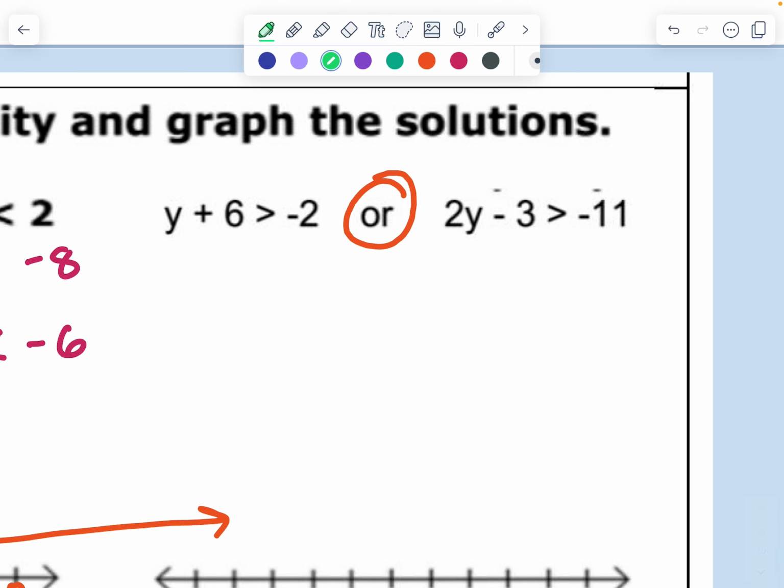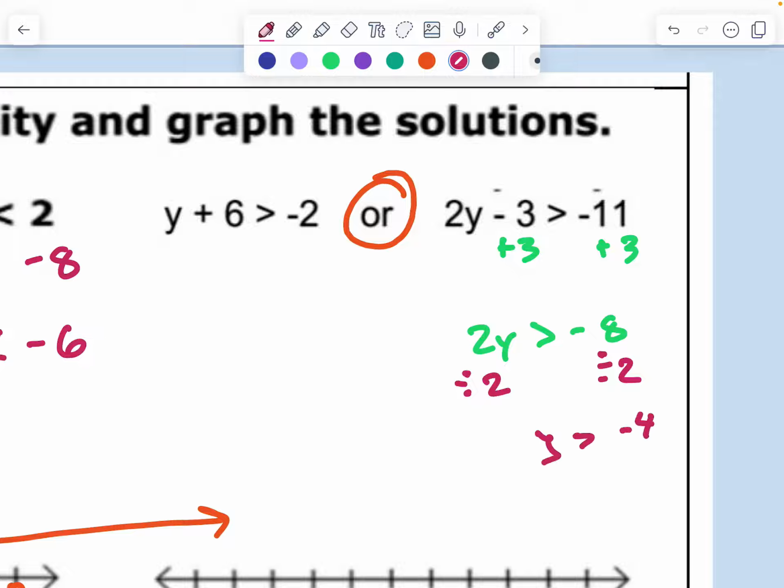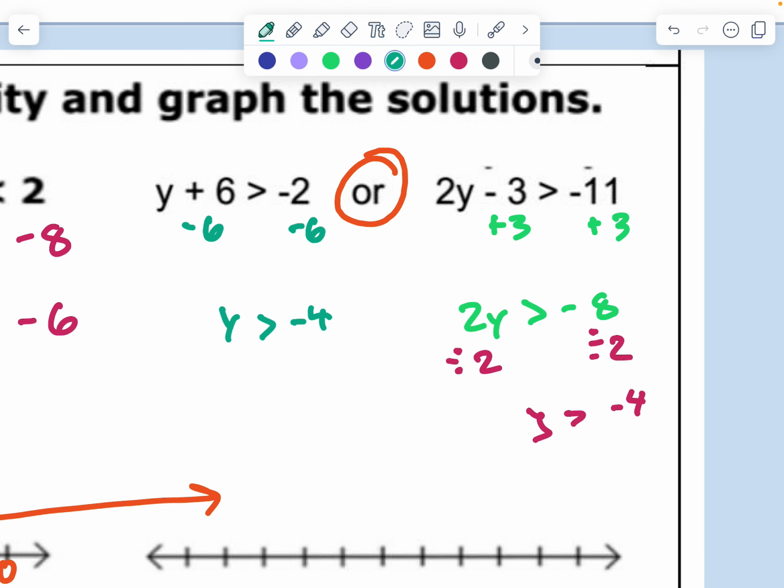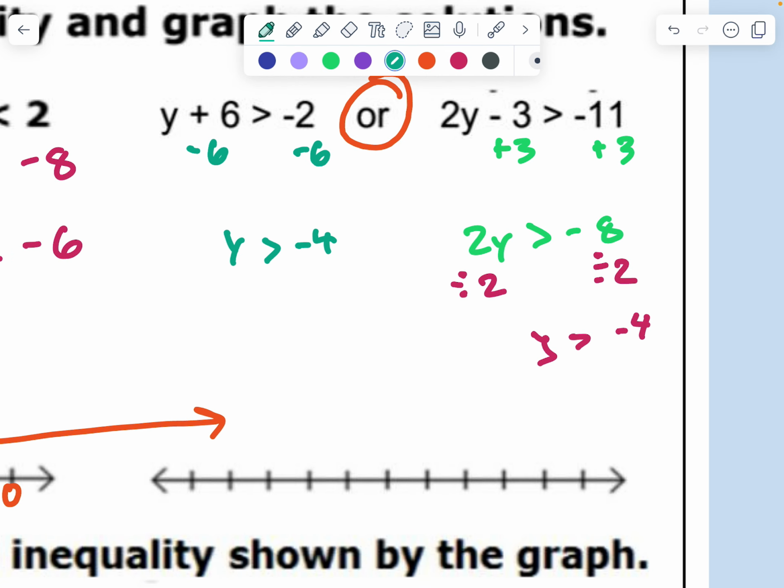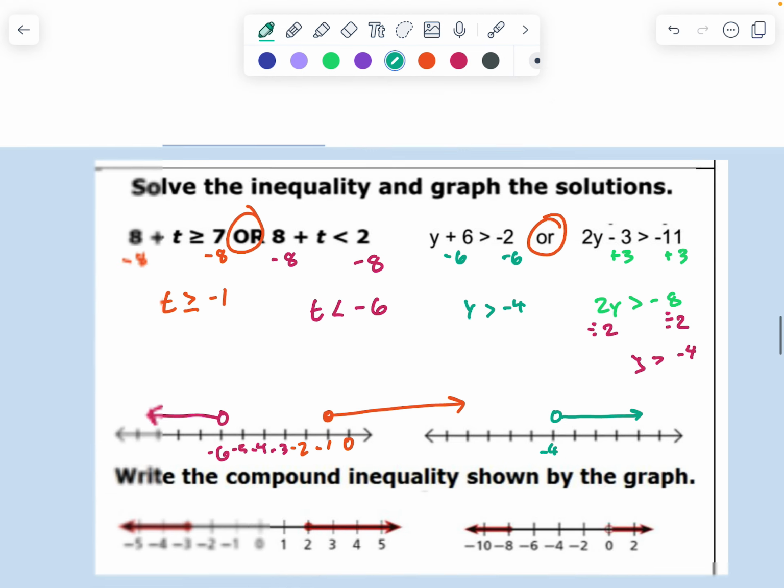This guy here, I'm not switching anything. I see negatives involved, but I am dividing by a +2. So this one's going to stay put as y is greater than or equal to -4. And this one here, y is also greater than -4. Kind of a weird one. You could be either, and they're kind of the same equation written twice. Your oars are just going off the same side of the boat, which is fine. We can do that.